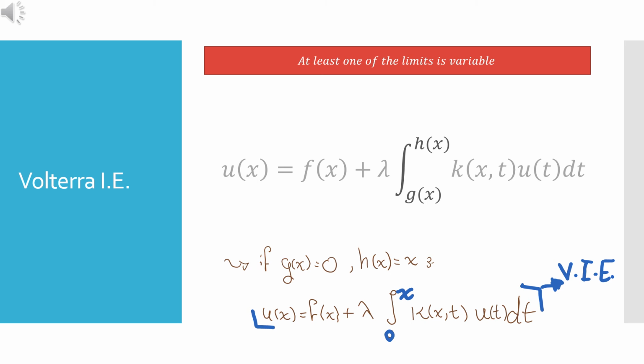What about Volterra integral equation? At least one of the limits is variable, so when I look at the integral equation and find h(x) or g(x) is variable, then I can say that this integral equation is a Volterra integral equation. And I give an example in which the integration is from 0 to x. Hence, I can say that a Volterra integral equation is represented.